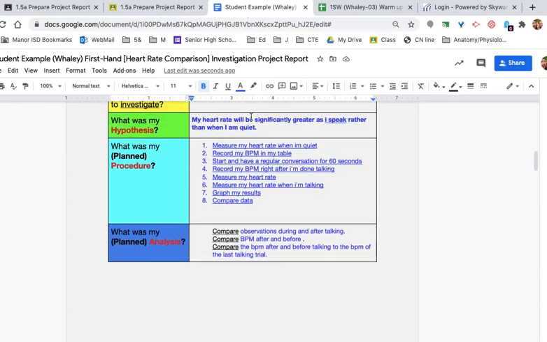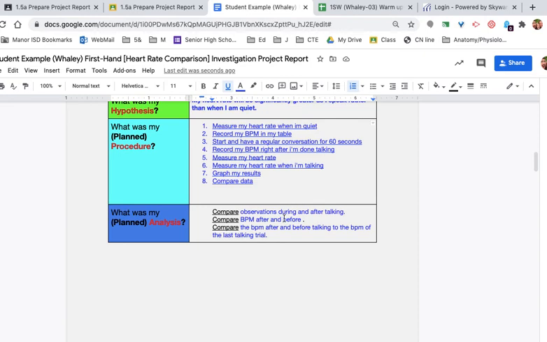I wanted to focus on the relationship of talking to heart rate, and my heart rate will be significantly greater. I want to change that real quick. Yeah, thank you, good suggestion. Greater as I speak rather than when I'm quiet. So that's my hypothesis. Here's my planned procedure, minimum of 7 steps. I'm so proud of my work here. Verb, and graph was the newer one, and then compare data.